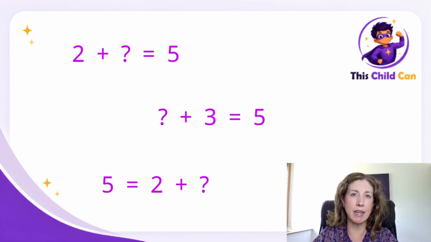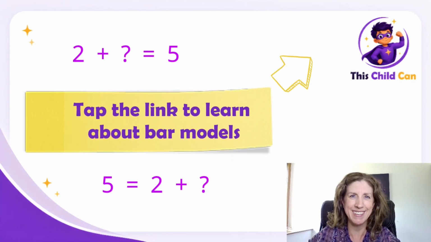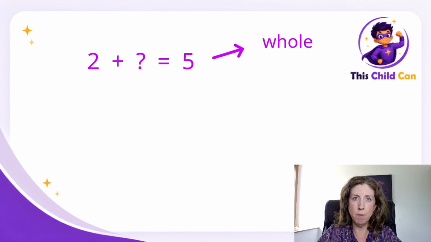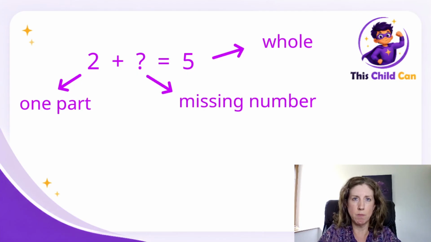Now, young children can get confused by this, so the best practice is to look back at the bar model to help us solve it, and we learnt about that in a previous lesson. So here we have 2 plus question mark equals 5. Start by asking your child, what do we know? We know that 5 is the whole, we know that one of the parts is 2, and the other part is the missing number, what we need to find, and that's the question mark.